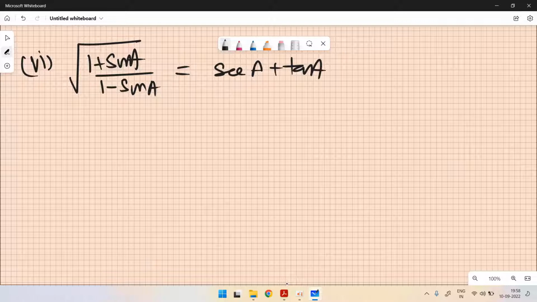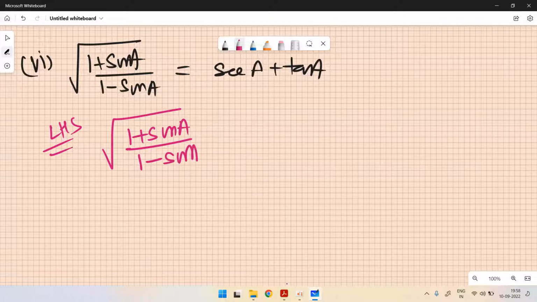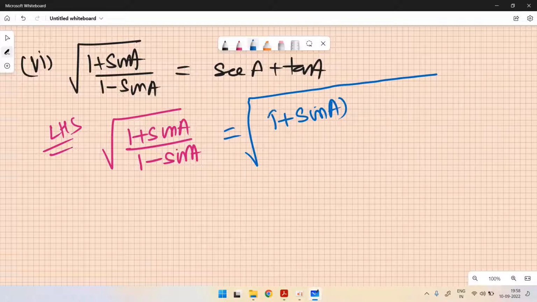This expression I am taking LHS first. LHS is under root 1 plus sine A by 1 minus sine A. Can you do anything for this expression? I cannot do anything directly. I'm helpless and hopeless? No, never become hopeless. Directly you cannot do, but indirectly you can. In the denominator you have 1 minus sine A, so I'm taking its conjugate and multiplying and dividing.